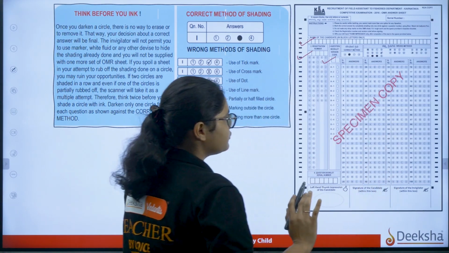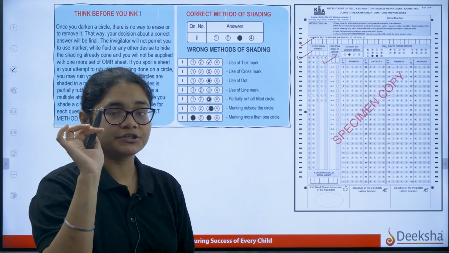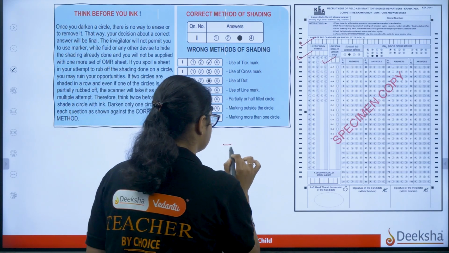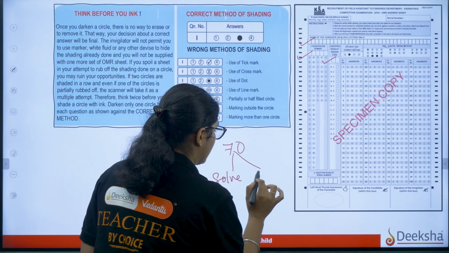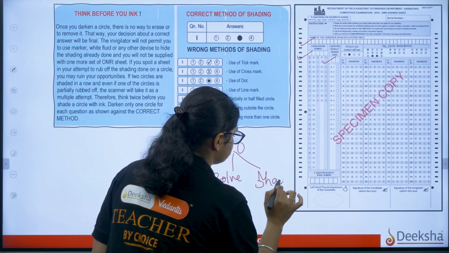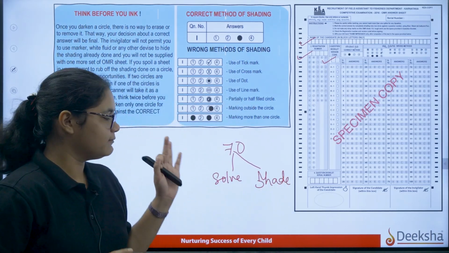So what you have to do is mark or shade the answers. For the 70 minutes that was given to you, in that 70 minutes you have to solve the questions and you have to shade the answers. So you have to utilize that time in this way.